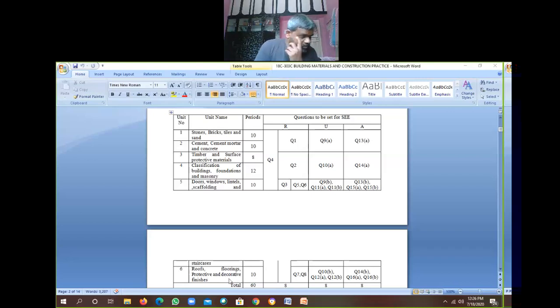If you see broadly, this subject name itself is building materials and construction practice. The first three units explain the construction materials used in the building industry, and the second half, the fourth, fifth, and sixth units, comprise construction practice. So now we have completed up to three chapters, the construction materials part, and we have to step into the construction practice part. Before that, I would like to summarize the three units we have studied so far. Let us discuss one by one.